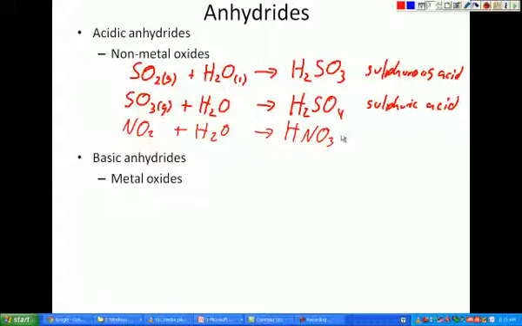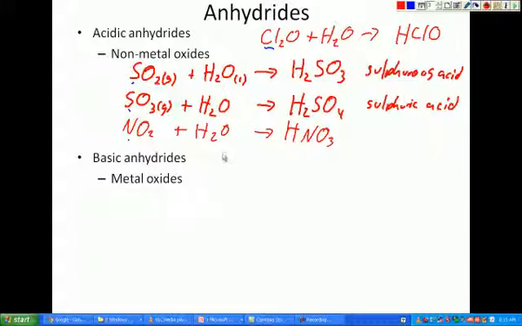Now, these are some examples of non-metal oxides. You can also get another example of a non-metal oxide, something like Cl2O, which can combine with water and make, and I'm not balancing these things, but it can make HClO, or hypochlorous acid. And so again, all of these are non-metals. Chlorine, non-metal; sulfur, non-metal; nitrogen, non-metal.